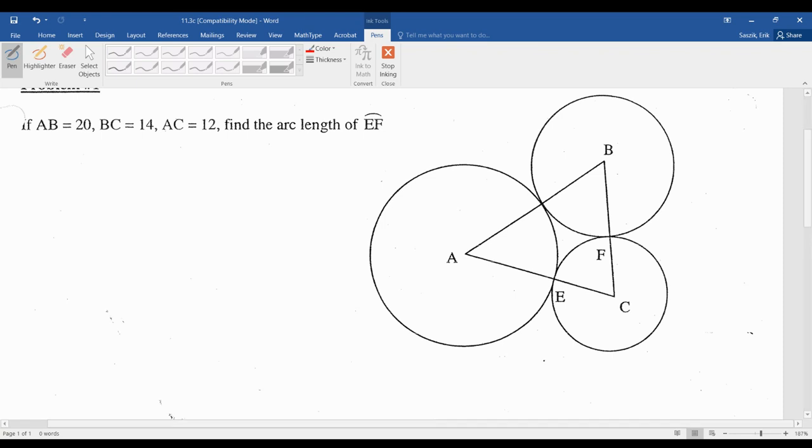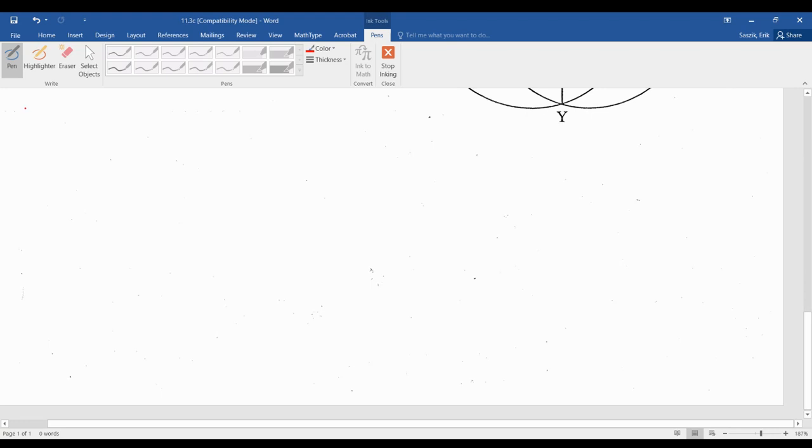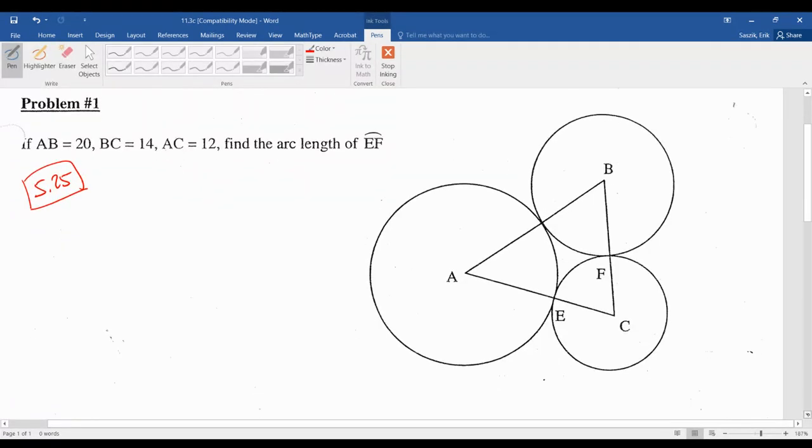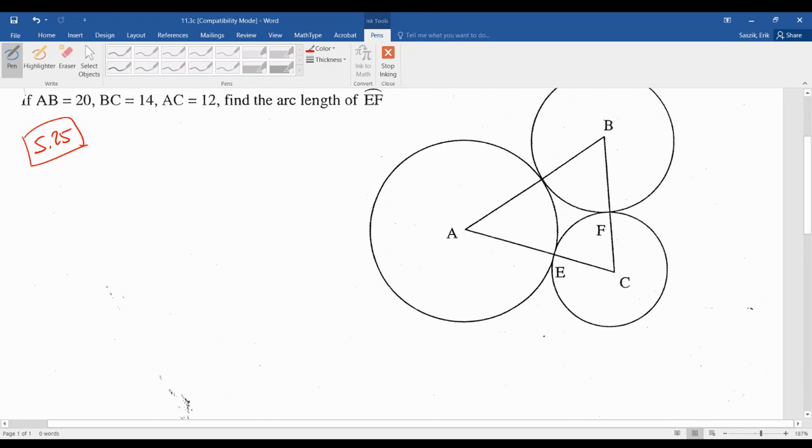I will tell you the answer comes out to 5.25 for this first one. And the second one comes out to 10/3. Now I am going to walk through them, but I think you'll get more benefit if you try this yourself first. Okay? All right. So I'm going to label the information.